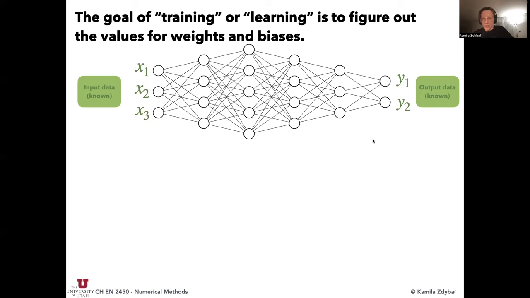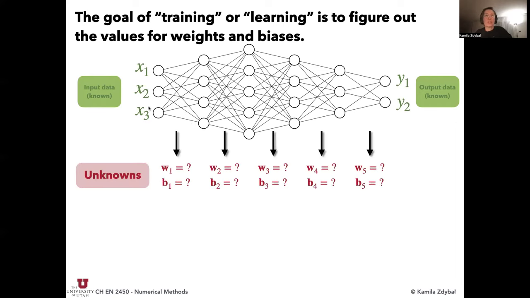Okay, so the goal of training a neural network, like I mentioned before, is to figure out the values for those weights and biases. For some input data, which we know, we have some samples collected from an experiment, from numerical simulation, and so on. And for some corresponding output data, those are our unknowns. So we've got the matrices of weights and the vectors of biases. We want to establish those.